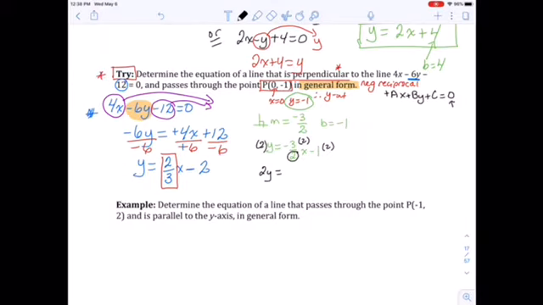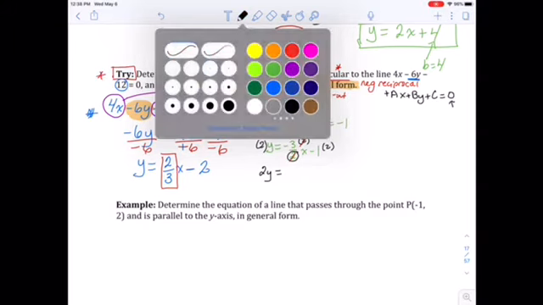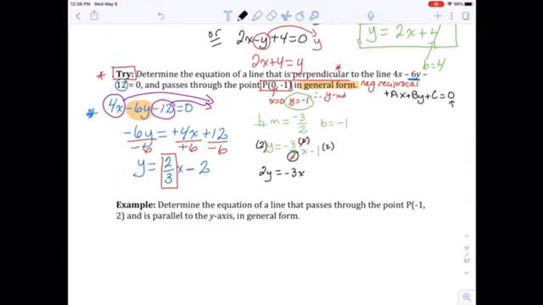Negative 3 times 2 divided by 2. Well, if I take a number and times it and divide it by the same number, I'm left with that number. So we've got a negative 3x. And negative 1 times 2 is, of course, minus 2.